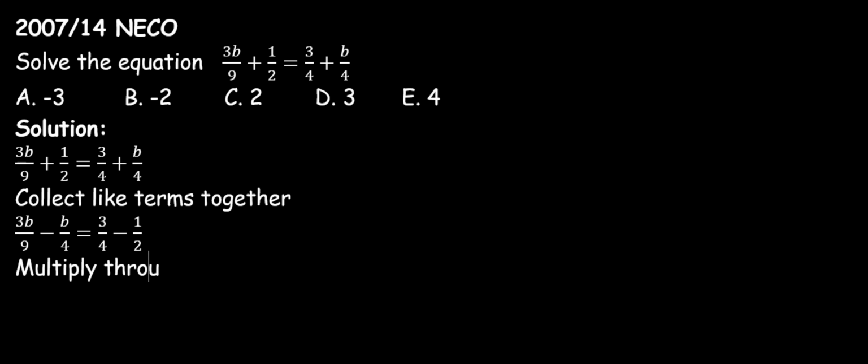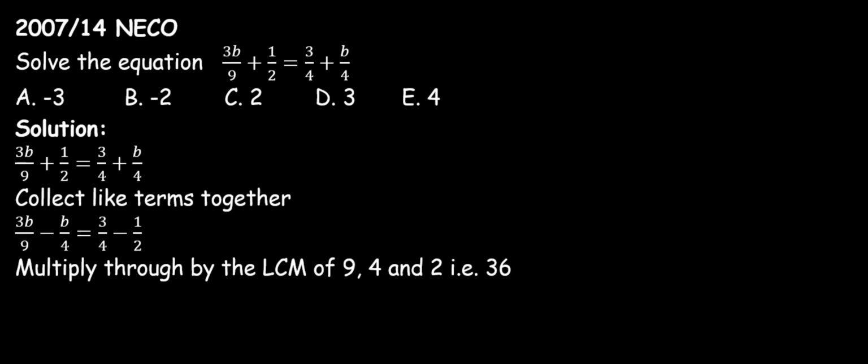Multiplying through by the LCM of 9, 4, and 2, that is 36, our result will be 4(3b) - 9b = 9 × 3 - 18 × 1. What we have just done is that once the denominator divides the LCM 36, 9 divided into 36 will give you 4. 4 divided into 36 will give you 9.